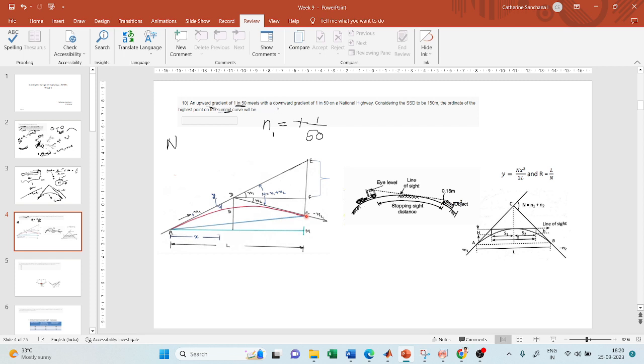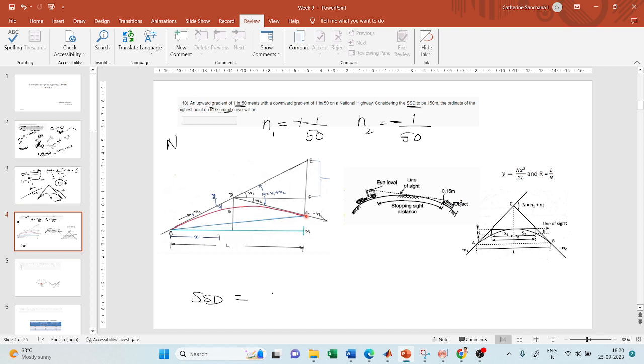and it meets a second gradient, which is a downward gradient. What did I tell you a downward gradient should have? It should have a negative sign, and that also has the same grade. Okay, the numerical value is the same, so it also has an absolute value of 1 in 50, on a national highway. Considering the SSD to be 150 meters, the ordinate of the highest point on the summit curve will be what? Okay, so this is an interesting problem, and now they have given you SSD.